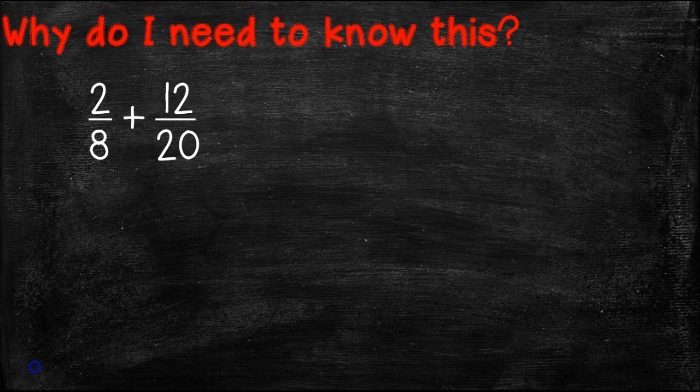So now, if we were going to add the fractions 2/8 plus 12/20, we couldn't do it just like this because we need to have a common denominator. In other words, our denominators need to be the same. So we are going to use both strategies that we learned yesterday to find the least common denominator, the smallest number that they have in common.